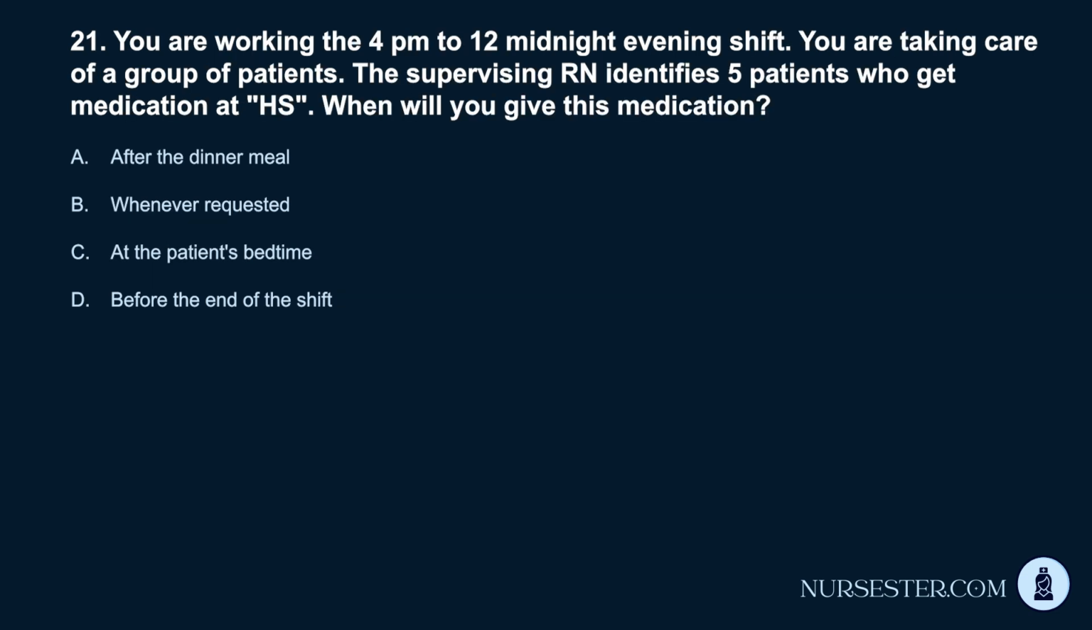21. You are working the 4 p.m. to 12 midnight evening shift. You are taking care of a group of patients. The supervising RN identifies 5 patients who get medication at HS. When will you give this medication? A. After the dinner meal. B. Whenever requested. C. At the patient's bedtime. D. Before the end of the shift.